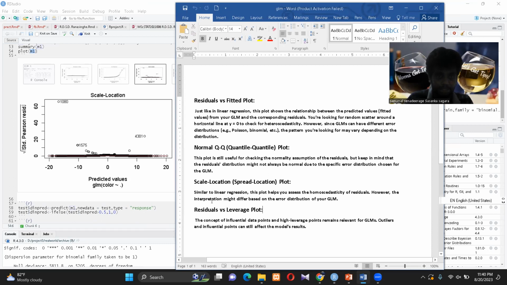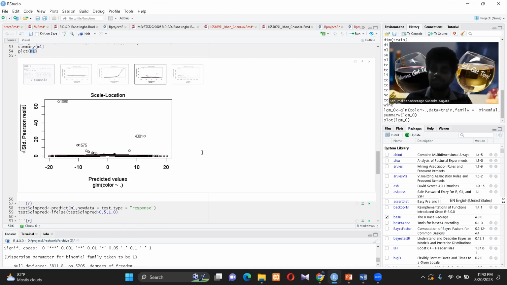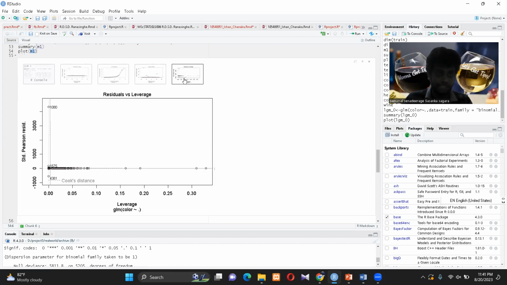So it should have a random propagation around this dotted line, right? It must be random because the variance of these residuals must be constant, right? The variance seems to be constant in linear regression and logistic regression. And then finally, leverage. It's an indicator that says something about outliers.